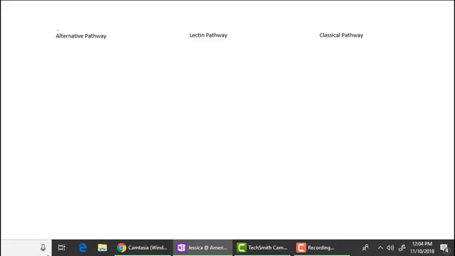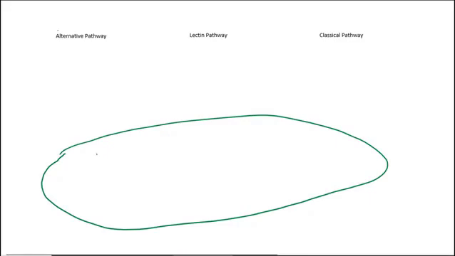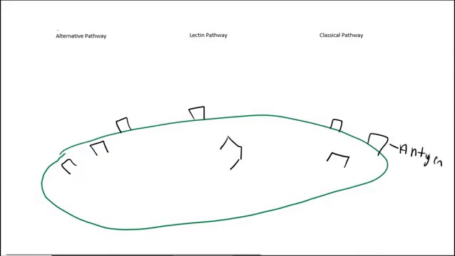Okay, so here's the pathogen. Let's pretend this is a bacteria. So here's a bacterial cell. Now there are a lot of antigens on the bacterial cell. So these are different antigens. The bacterial cell also contains carbohydrates on the surface of the cell, and one of these carbohydrates is called mannose, and mannose is a unique sugar that's found in the bacterial cell wall. So let's talk about each of these pathways.